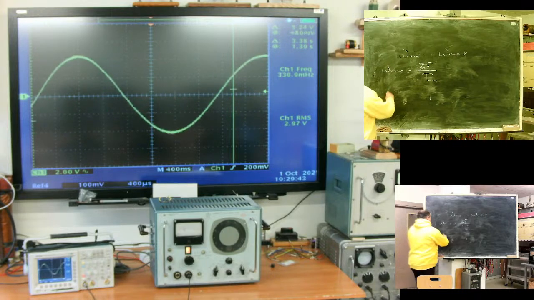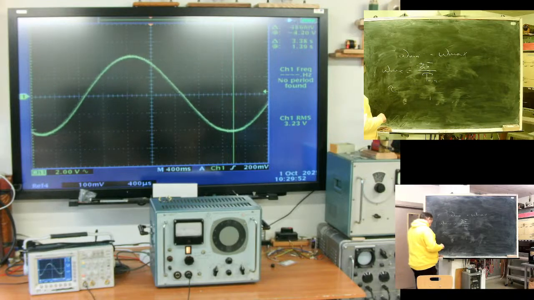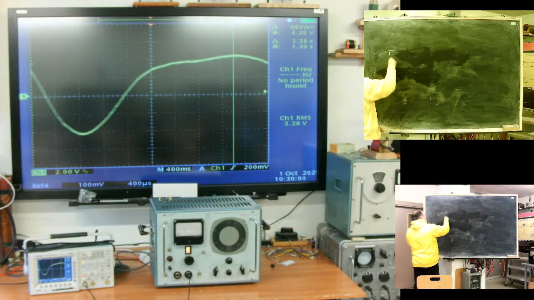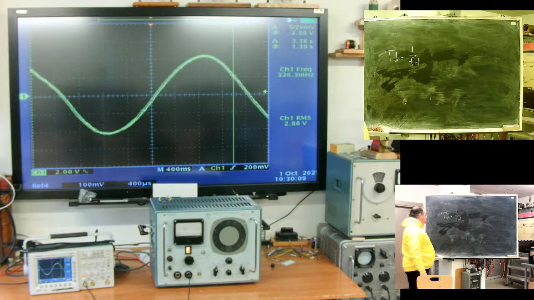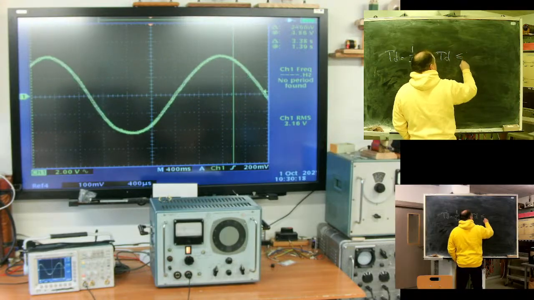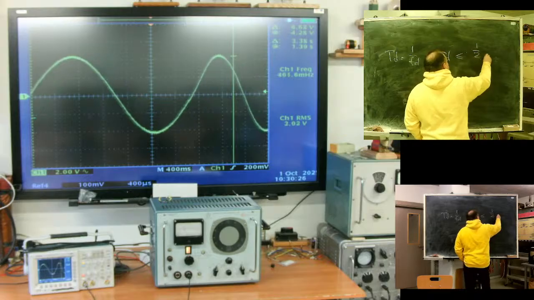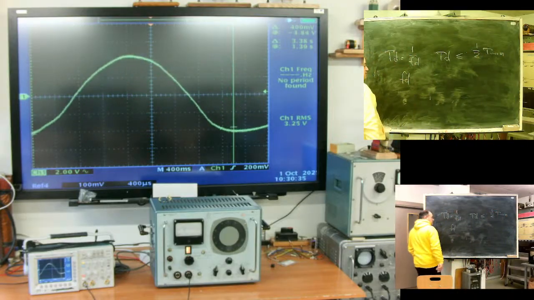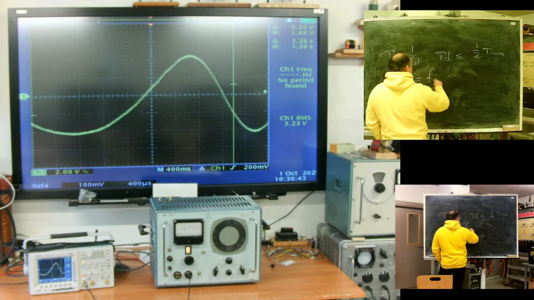What can I say? I can say that tau, the sampling interval or period of sampling, is equal to 1 divided by f_d, the sampling frequency. So the sampling period should be at least equal to half of T min, meaning the discretization frequency, the sampling frequency, should be at least twice f maximum.